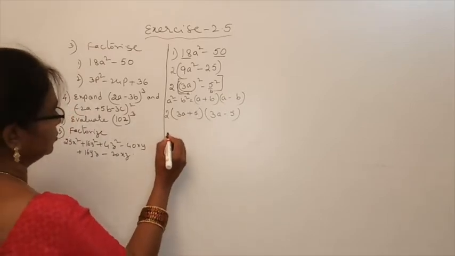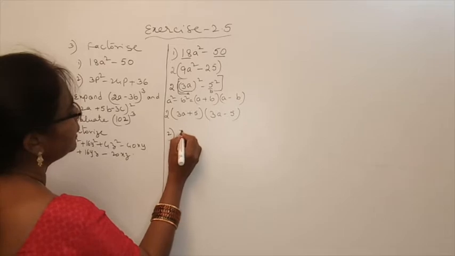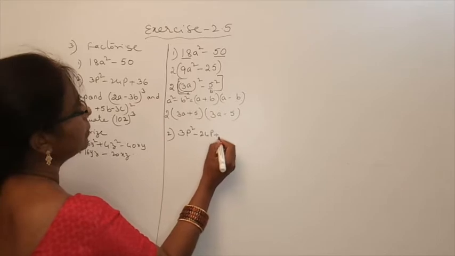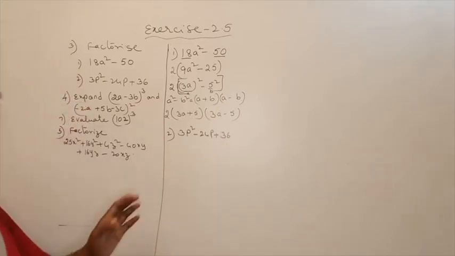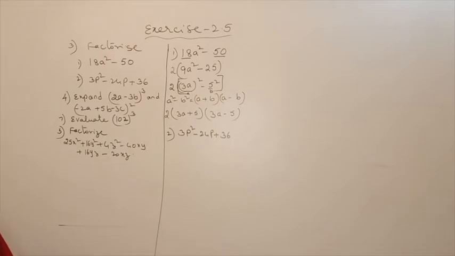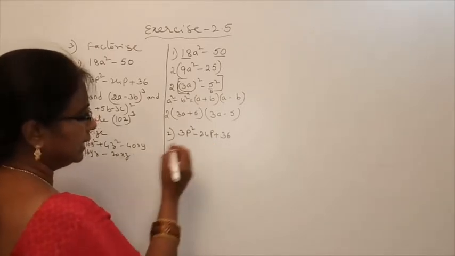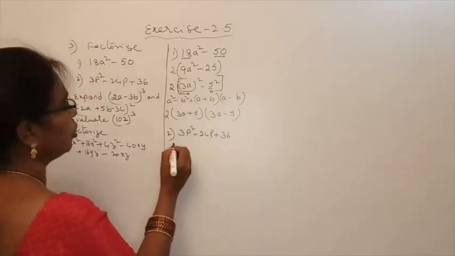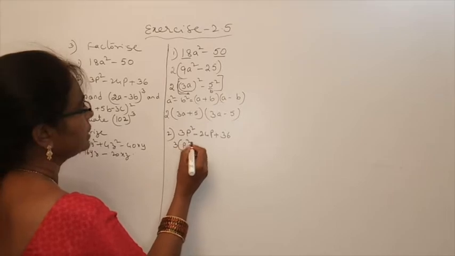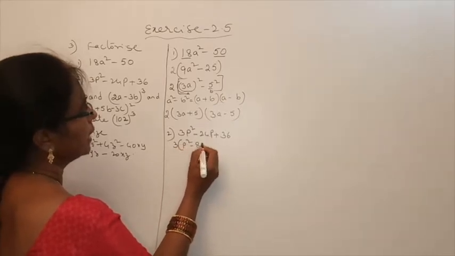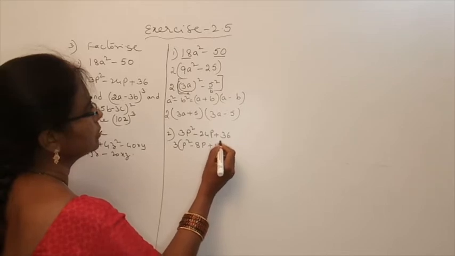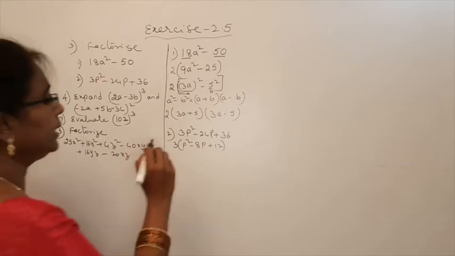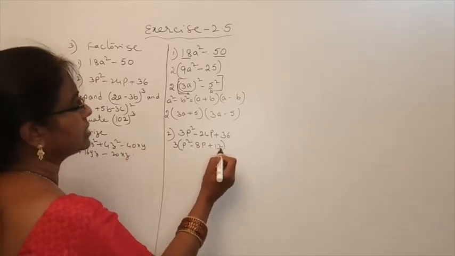Now second one. 3p square minus 24p plus 36. Here also we can take some common factor, which is 3. These, 24 and 36, are also multiples of 3. Then we can take 3 as common. 3 into p square minus 8p plus 12. This is not in the form of an identity because 12 is not a perfect square number.